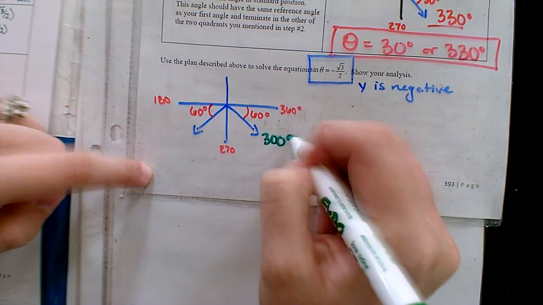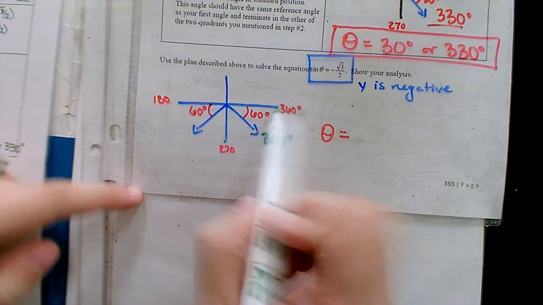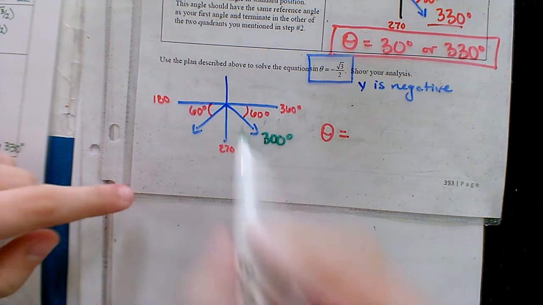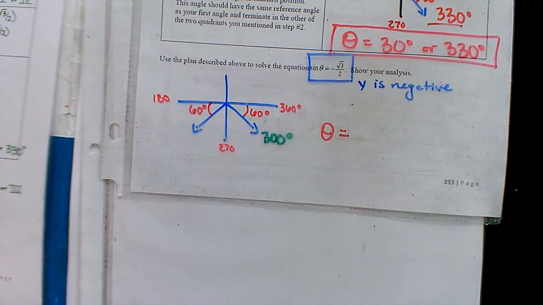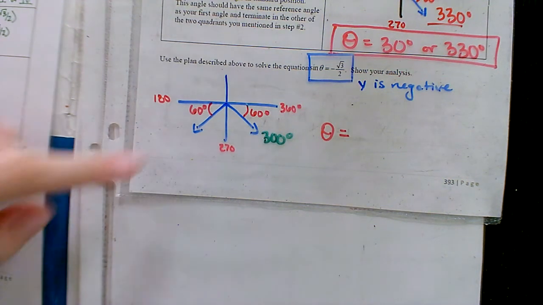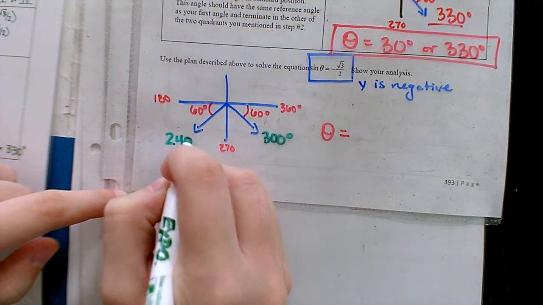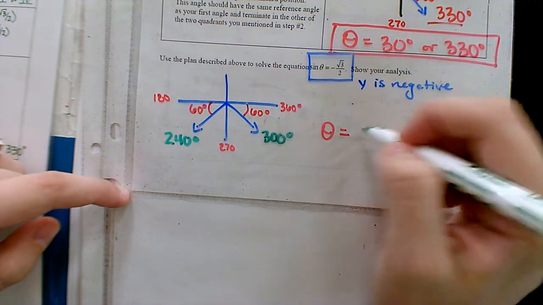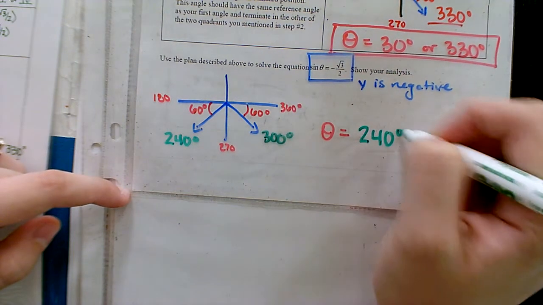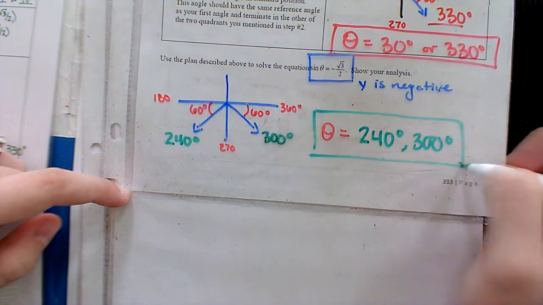How did you get 300? Just subtracted 60 from 360. There you go. If this is 360, if you were to do a full circle, you'd land there. You want to go backwards 60 degrees, so that would give you 300 degrees. What about the other one? That one's 240. Usually we add 60 to 180. You'll get 240. All right, so our two answers are 240 degrees and 300 degrees.